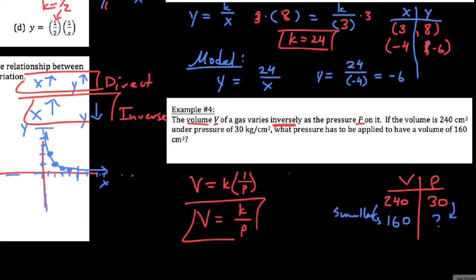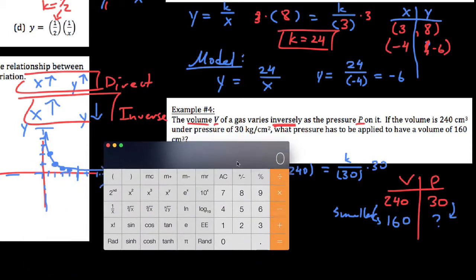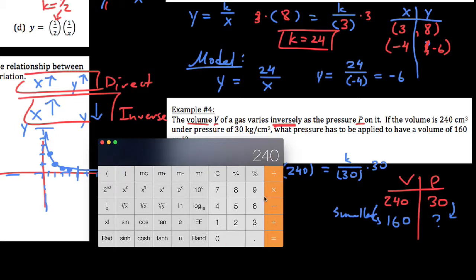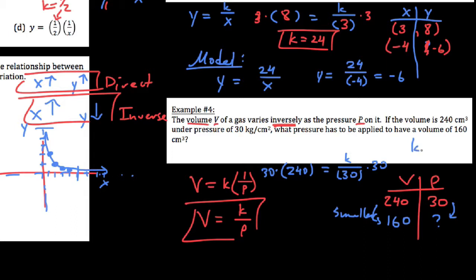Let's go ahead and plug in our known values here. The volume is 240 when the pressure is equal to 30. If we take both sides of this times 30, we find that 240 times 30 is equal to 7,200. So our constant of variation is 7,200, and what we need to do now is find the pressure, which is what they're asking for, when the volume equals 160.